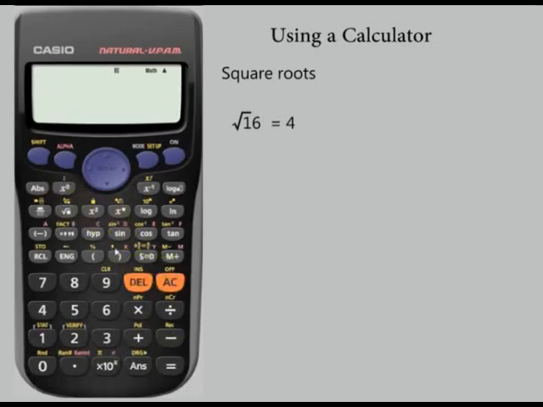Above the square root button is the cube root function. To access this, we need to press the shift first. Notice there is a small S in the top left corner. Then the square root button. We find the cube root of 8, press equal, and we get 2.